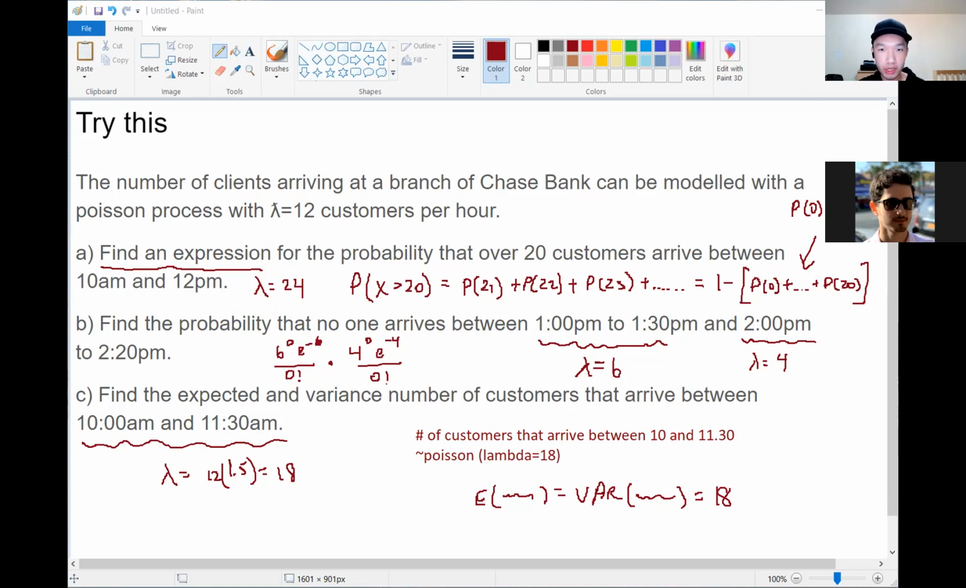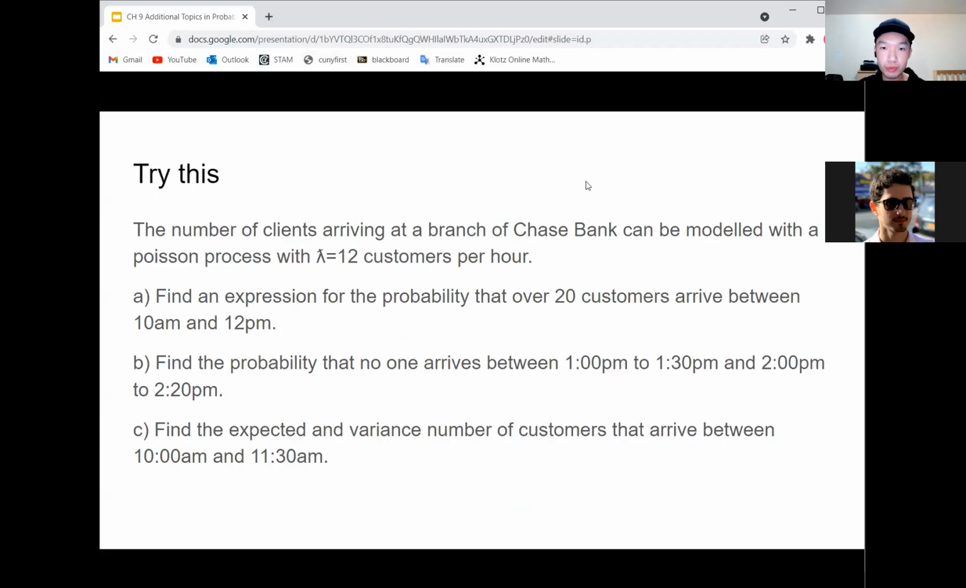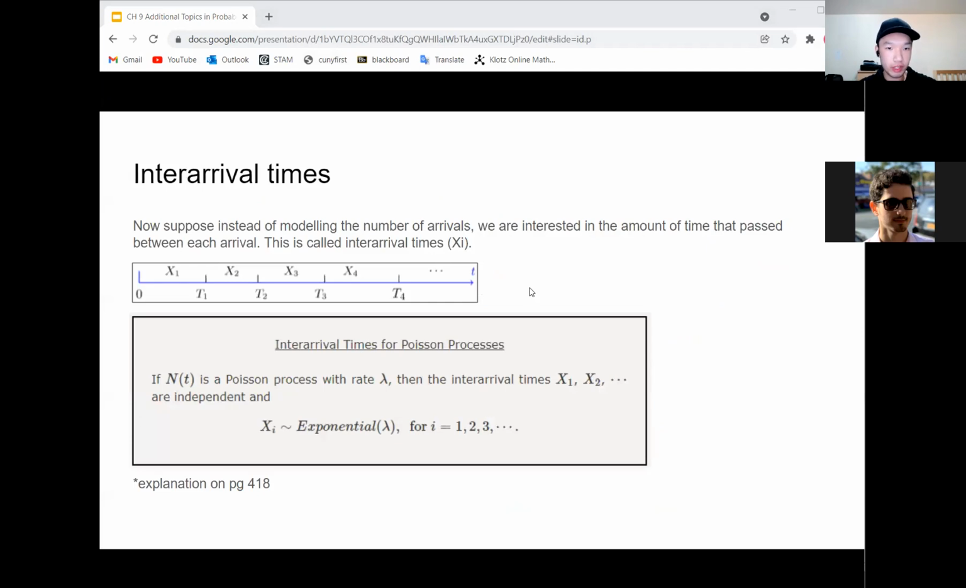Okay, let's move on to the next thing, which is actually still related to the Poisson process. Back to the slide. Now we have this thing called inter-arrival times. For Poisson processes, we were interested in the number of events that occur, right? So the number of accidents, catastrophes, customers that arrive, and so on.